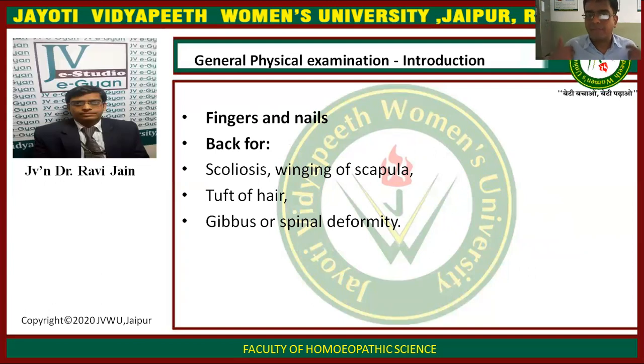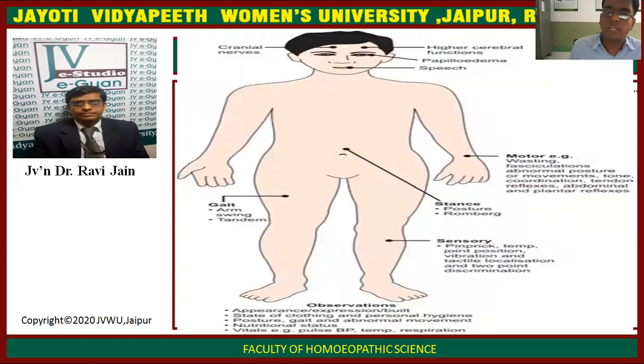You have to check the back for scoliosis, the winging of the scapula, the tuft of hair, and you have to check for the gibbous or the spinal deformity. So you have to check the fingers and the nails. You have to check the back for scoliosis, kyphosis, lordosis, winging of the scapula, the tuft of hair, the gibbous or spinal deformity. These are the various things for which you have to check.